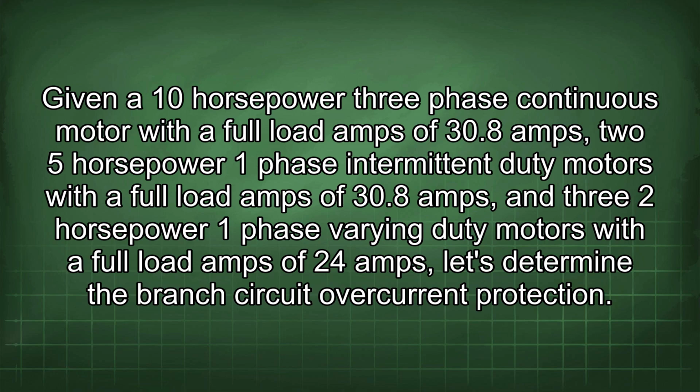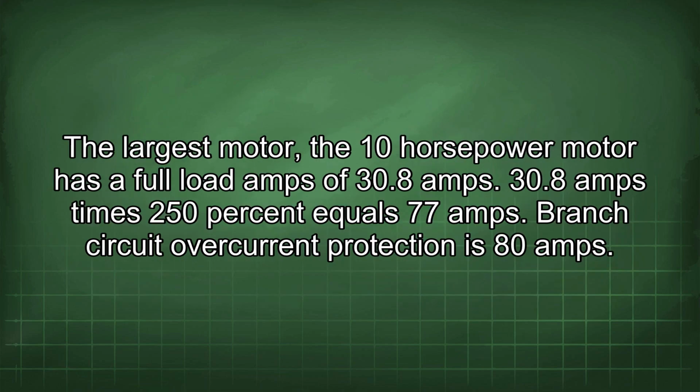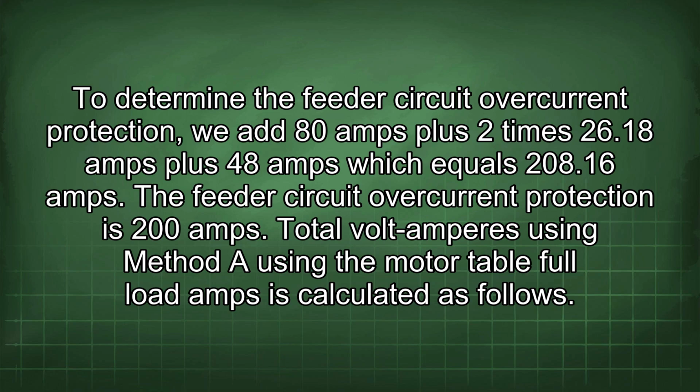Let's determine the branch circuit overcurrent protection. The largest motor, the 10 horsepower motor, has a full load amps of 30.8 amps. 30.8 amps times 250% equals 77 amps. Branch circuit overcurrent protection is 80 amps. To determine the feeder circuit overcurrent protection, we add 80 amps plus 2 times 26.18 amps plus 48 amps, which equals 208.16 amps. The feeder circuit overcurrent protection is 200 amps.